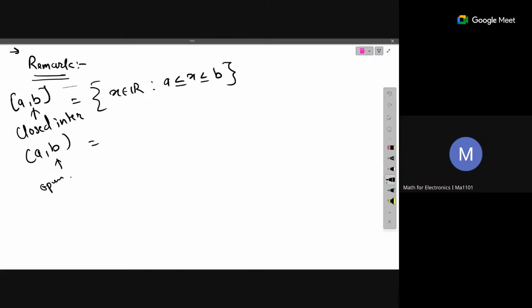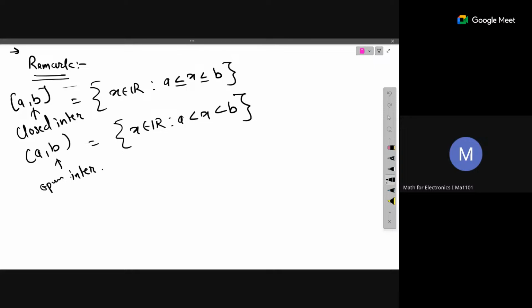And what is an open interval? An open interval is the set of all x belonging to the real numbers lying between a and b, but we exclude a and b here. That means we are excluding the endpoints of the interval. Okay, so this is known as the open interval. Open interval and closed interval.